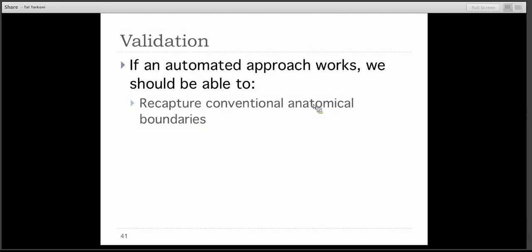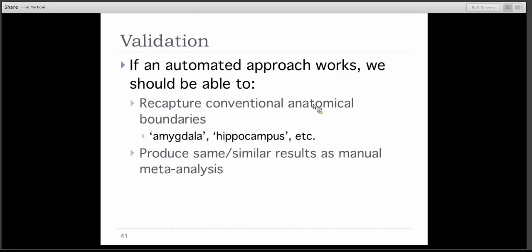But certainly a human being would be able to tell where the amygdala is, and presumably people reporting on activation of the amygdala are going to use the word amygdala to describe that. And so that's a good sanity check, that we can recapture reasonably well the conventional anatomical boundaries, like amygdala, hippocampus, and maybe more importantly, of course, really the central test is, can you produce results in a meta-analysis that are similar to what you would get in a much more careful approach.